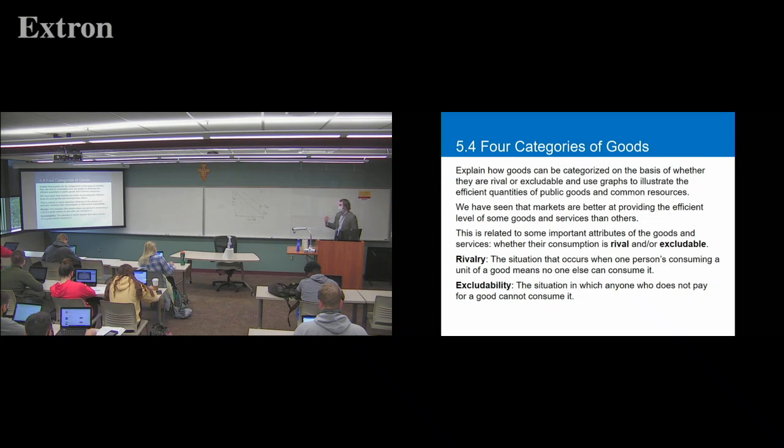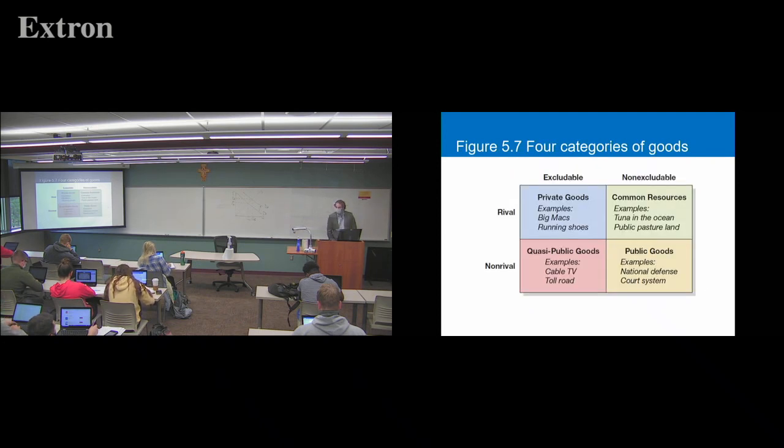So if I buy a hamburger and I eat it, you can't consume it. It's now gone. And excludability is a situation in which anyone who does not pay for a good cannot consume it. So again, that hamburger, I can prevent you from eating my hamburger. I can prevent you from using my phone. Most goods we think about are both rivalrous and excludable.